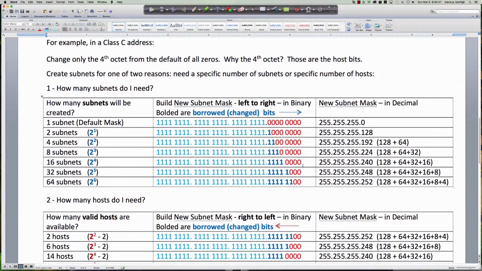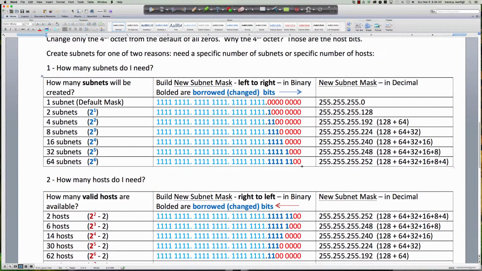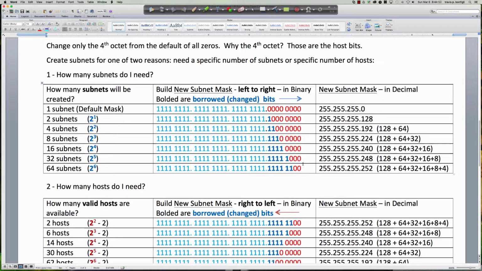And here's a great chart which talks about the interesting octet, right? Or which octet are we changing? Well, from the perspective of this example here, with a class C, we start to borrow from the 4th octet, that last octet, and you can see as we move over from left to right, we are getting different subnet mask values. Now remember that the subnet mask bits that we're borrowing, we have to go from left to right.